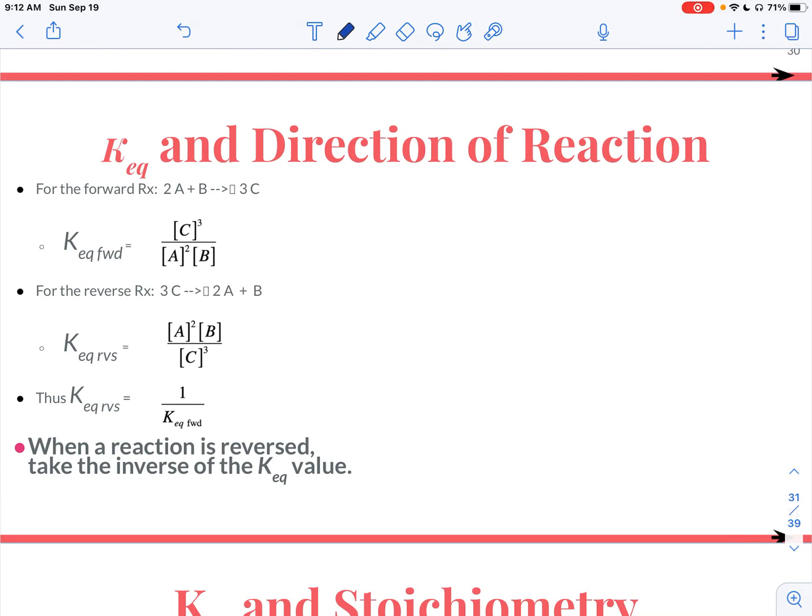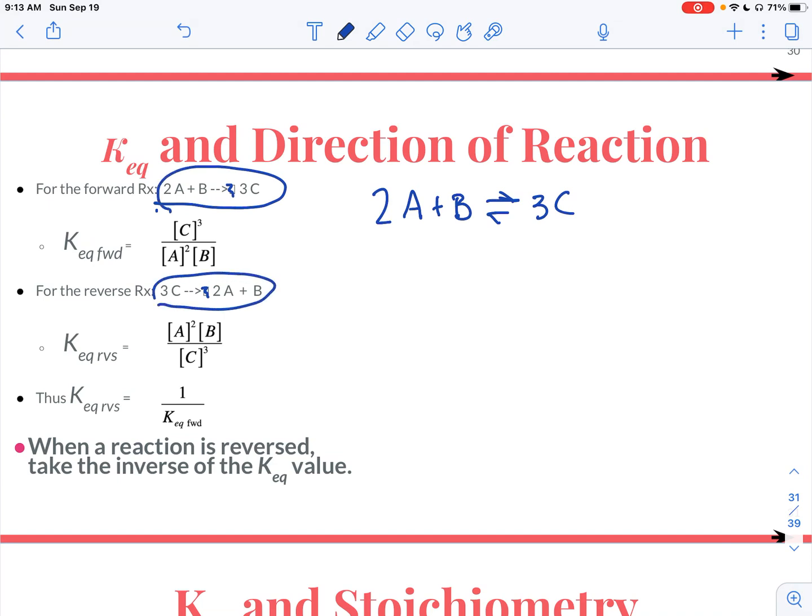So now let's talk about what happens if we flip the reaction. So we know that these reactions can go both ways. Okay, get rid of this. So if we were to write this with our equilibrium arrow, it would look like this. Okay, so this is our forward reaction, and this is our reverse reaction.